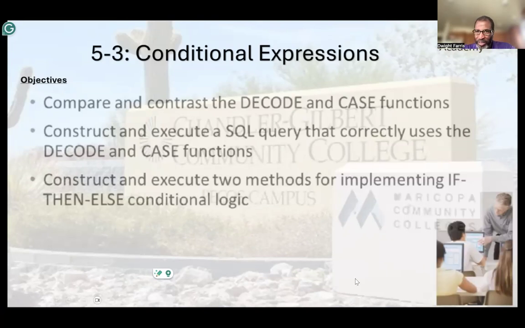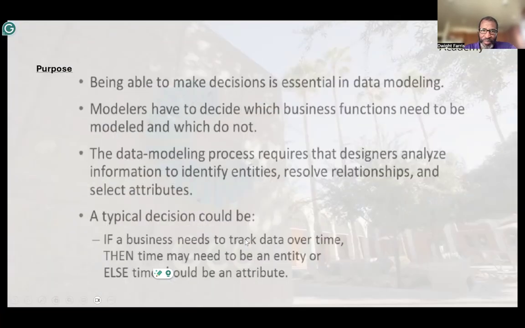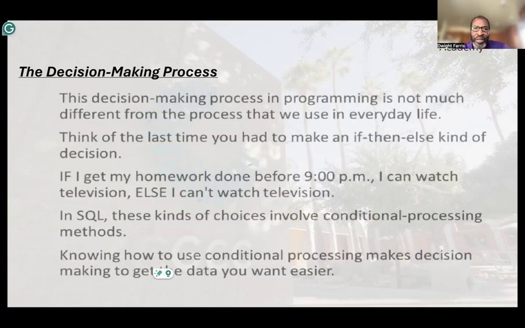All right. So our last topic is conditional expressions. We're going to compare and contrast the DECODE and CASE functions. And yeah, these are our objectives. So the purpose is basically we can control some of our outputs based on what values are coming back in our statements. And as listed in that last bullet point, a typical decision could be if a business needs to track data over time, then time may need to be an entity, or else time could be an attribute. That probably doesn't make a whole lot of sense now, but we'll call it the decision-making process.